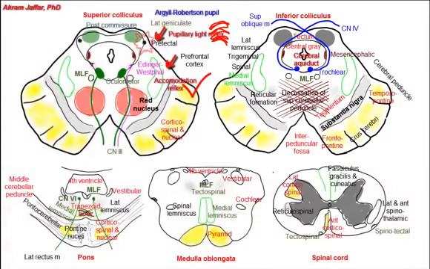All the other muscles, including the levator palpebrae superioris, superior rectus, inferior rectus, medial rectus, and inferior oblique muscles are supplied by the oculomotor nucleus.